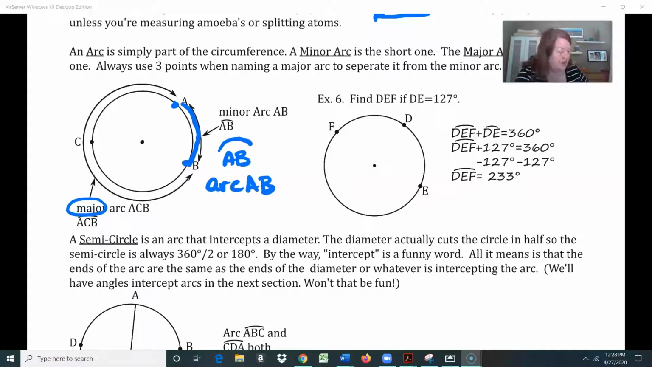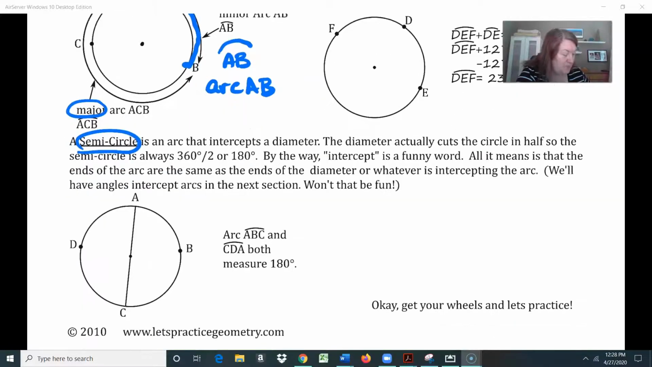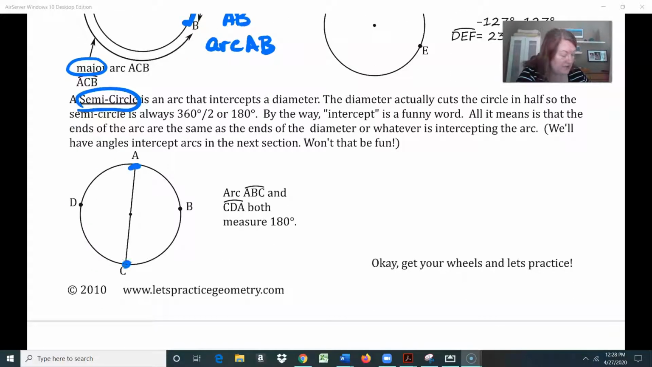Okay. All right, the other thing we know is that if it goes exactly 180, that is just considered a semicircle, right? So exactly 180 is a semicircle. So that would be one that goes from A to C or one that goes from B to D. So A to C or B to D, both of those are considered semicircles, right?